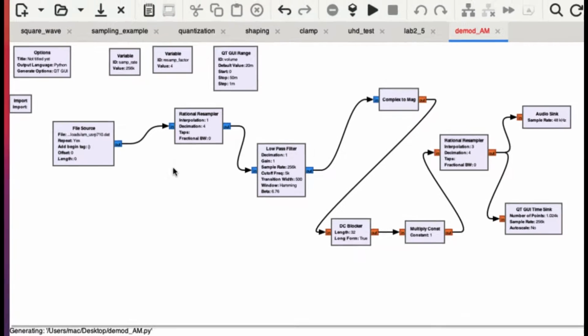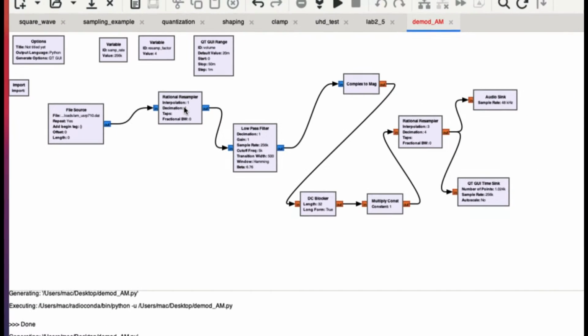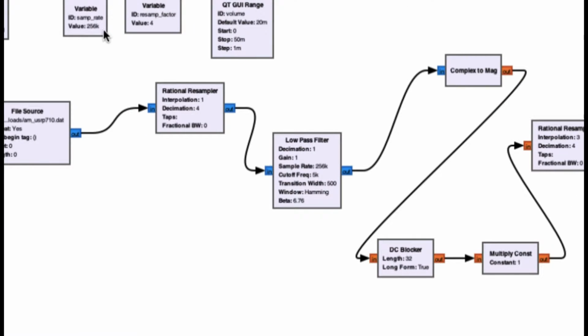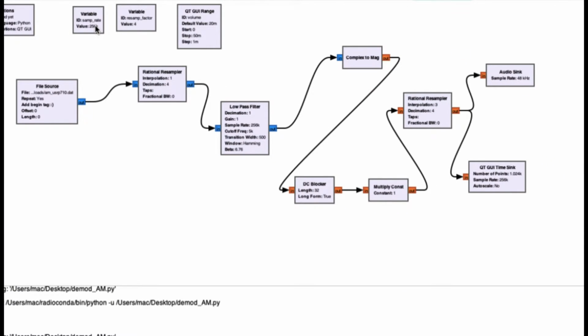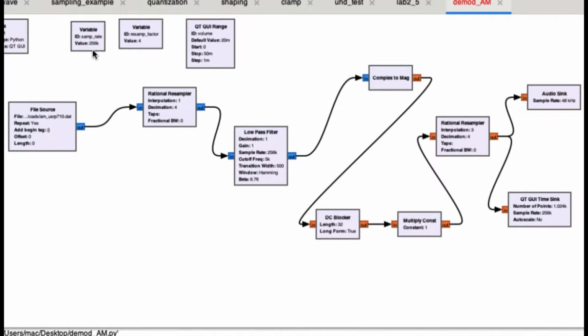Now in order for me to demodulate this data file, if you look at my flow graph, the next block is a rational resampler. So what does this rational resampler do? One more critical thing that you need to remember: if you look at the sample rate, it is about 256 kilohertz. Why? Because the actual file was captured using that sample rate, so that's why we're keeping it at 256 kilo samples per second.